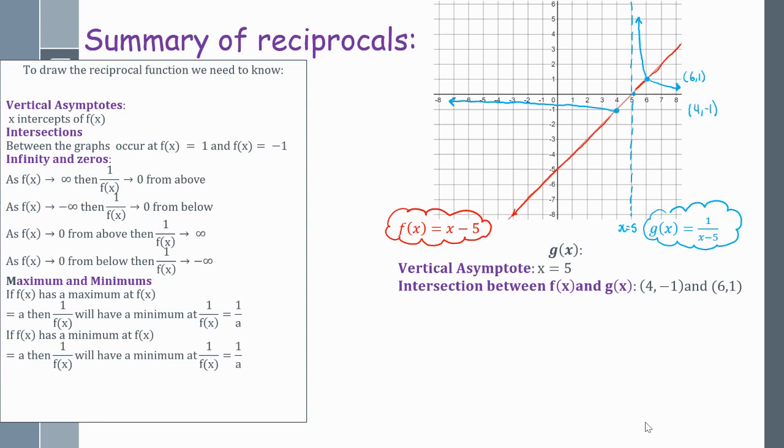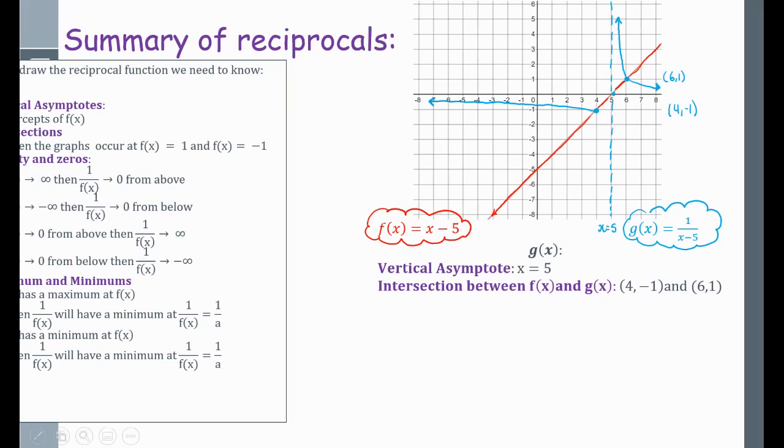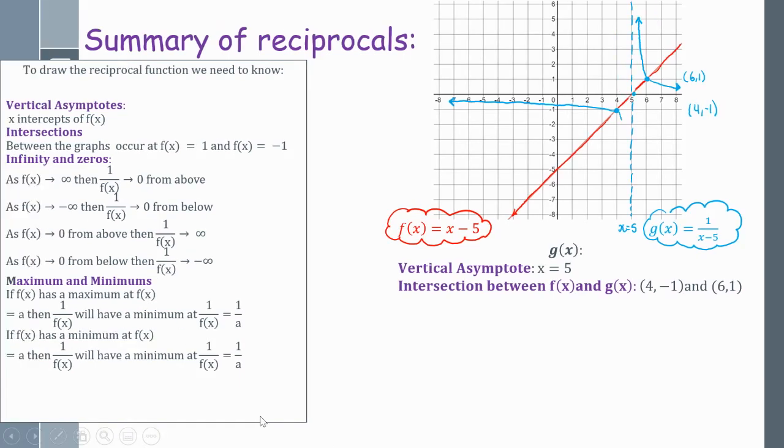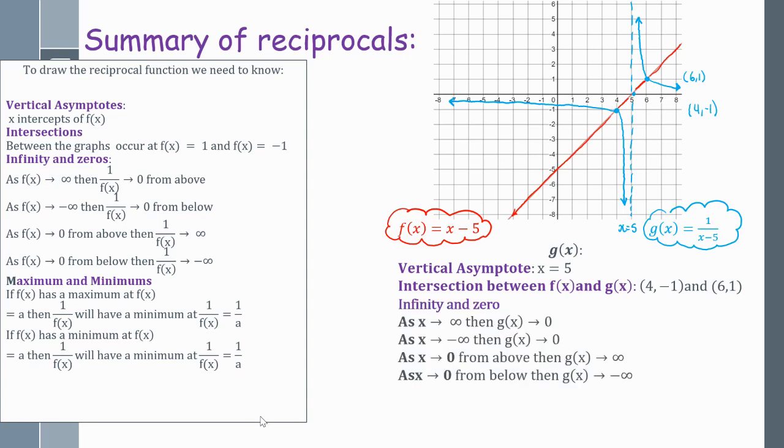Where my function f of x goes towards 0, my reciprocal will go towards infinity or negative infinity. So we can see it goes up towards my vertical asymptote between x is 5 and 6, and it goes down towards negative infinity between 4 and 5, where my original function tends to zoom into 0.